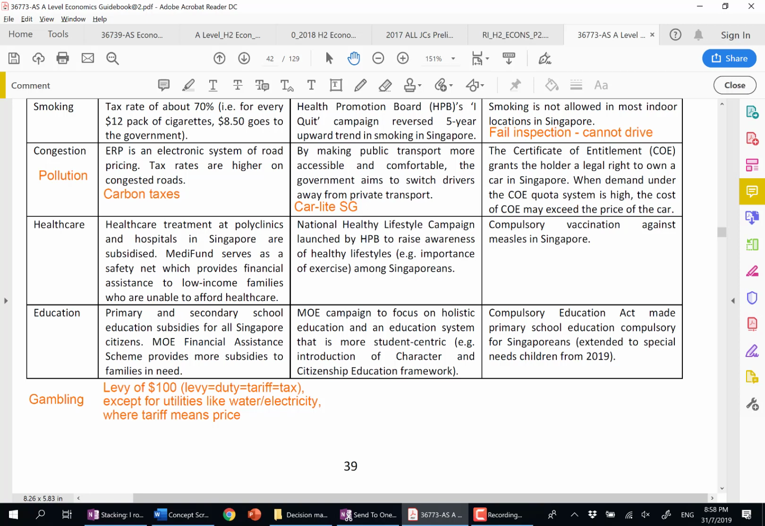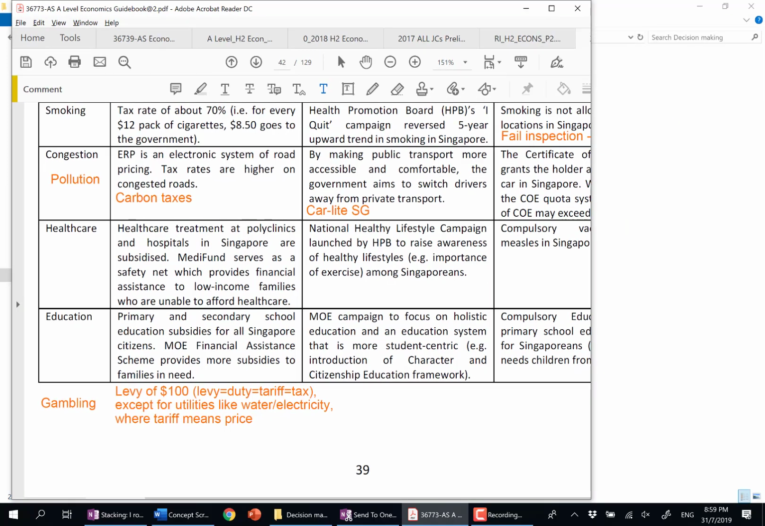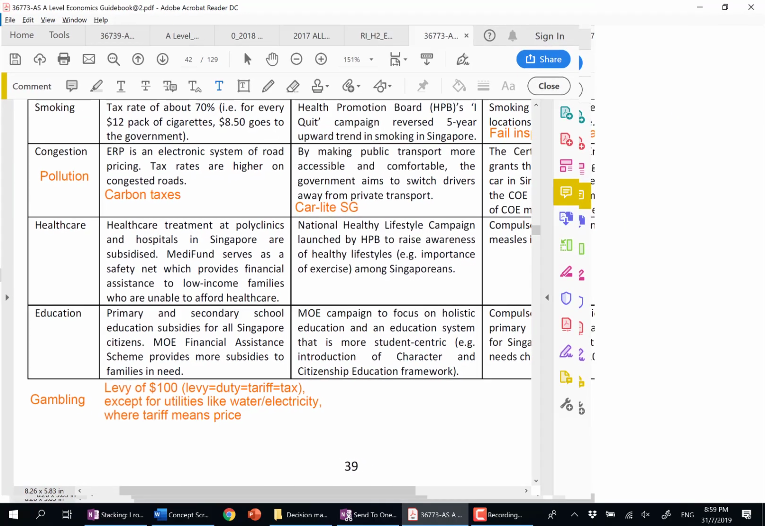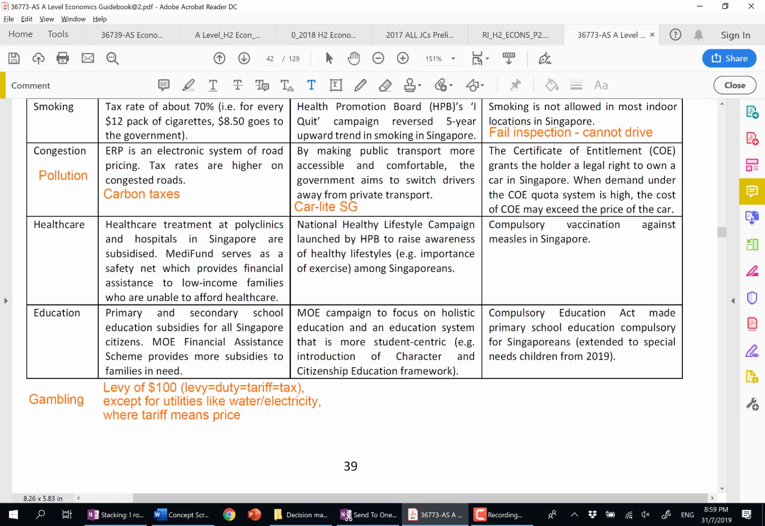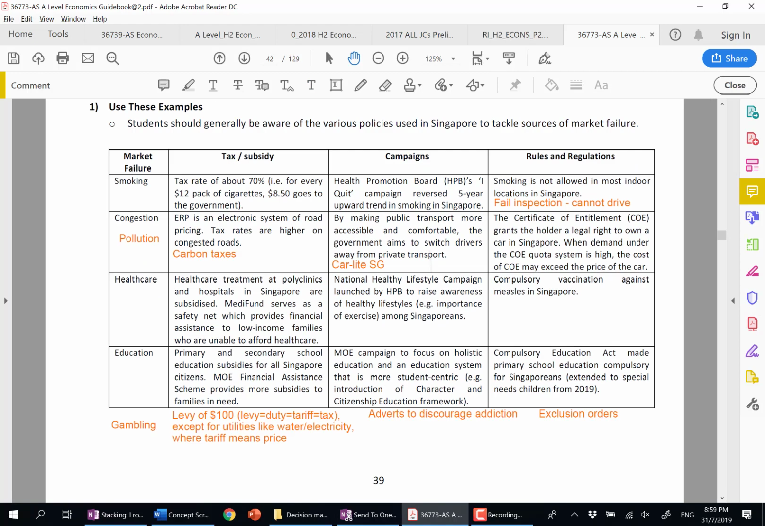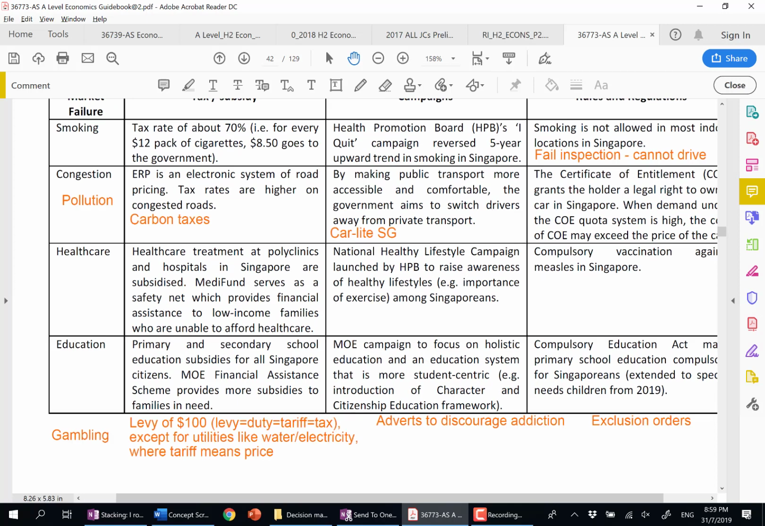Do we have campaigns? Yes. I think you see advertisements, right? Adverts to discourage addiction. Do we have rules and regulations? Yes, we have exclusion orders. If someone files an exclusion order against you, you can't go into the casino. It should be a family member, can't be someone who sabo you. Whoever files it will be a kind-hearted soul also.